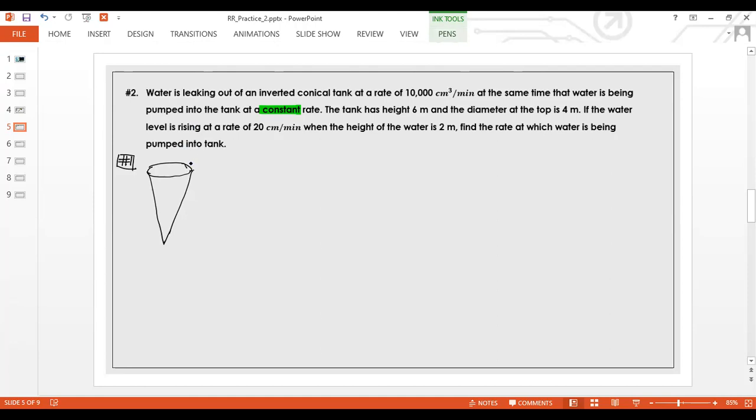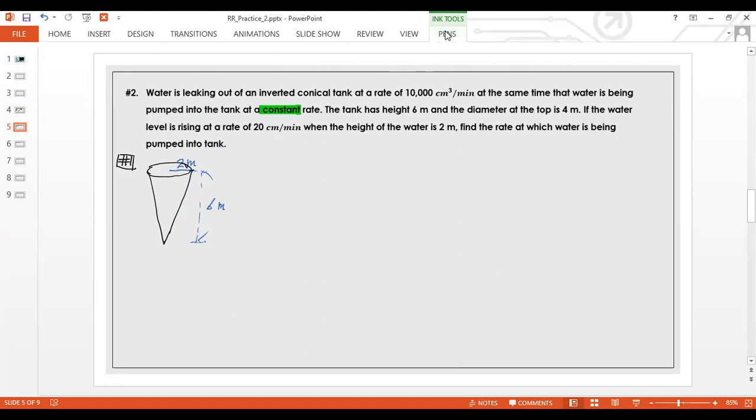They said the diameter is 4 meters. So that means the radius is what? The radius, this is 2, right? Now, also let's say the height. And the height is from here to here, right? So this is the height. Also, the problem gave us the height, which is what? 6 meters, right? So this is 2 meters, and this is 6 meters here.